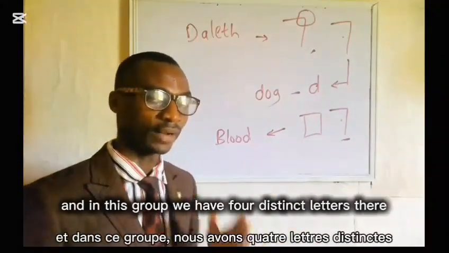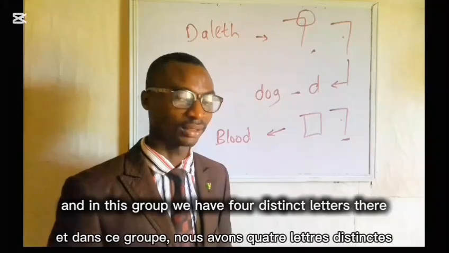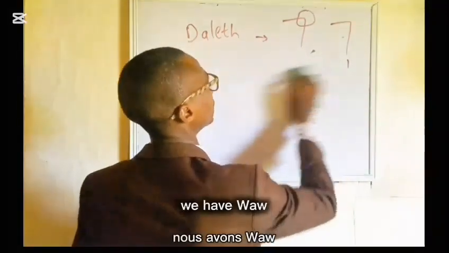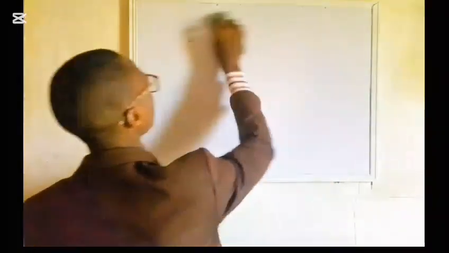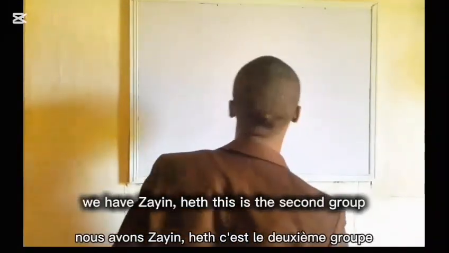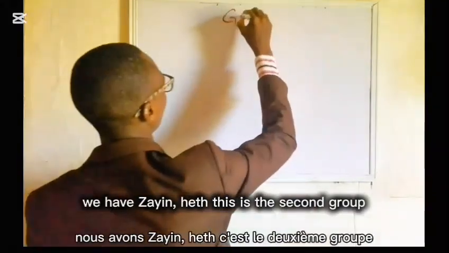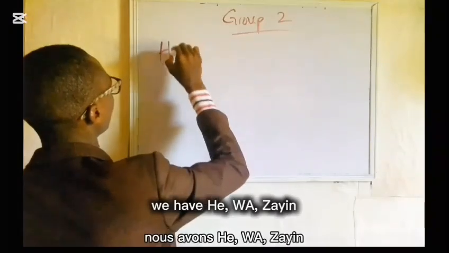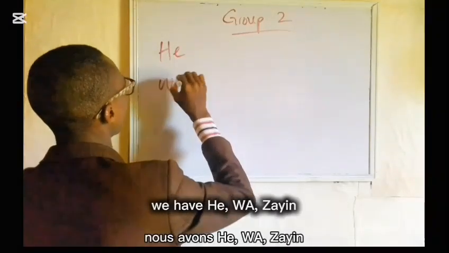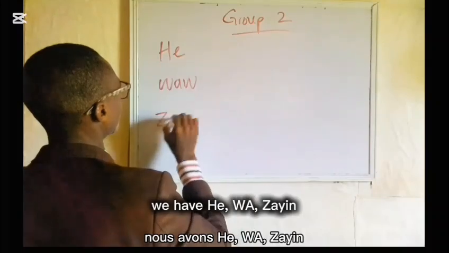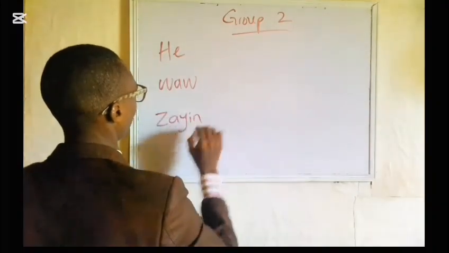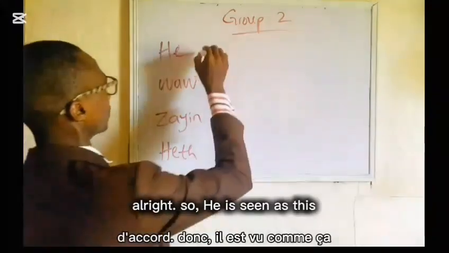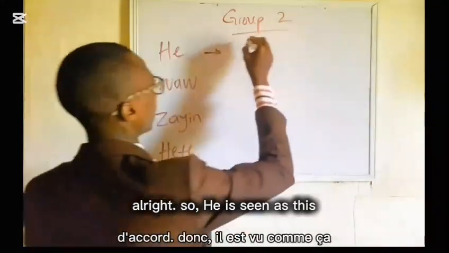In this group, we have four distinct letters. We have He, we have Vav, we have Zayin, and we have Het. This was our second group. We have He, we have Vav, we have Zayin, and we have Het. All right. So He is seen as this.